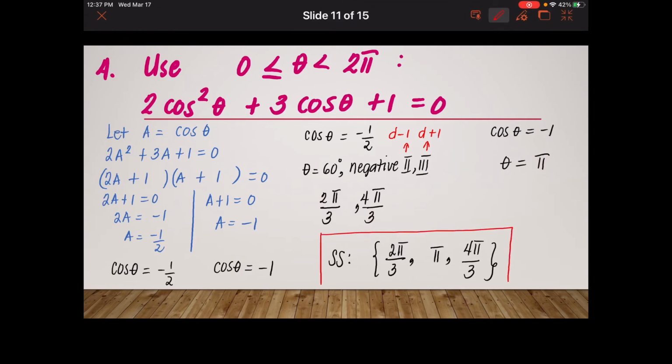Take note that when you write your final answers in the solution set, you have to write them from the least value to the greatest value. Okay, so this is example number 4. You may check your answer by substituting them in the given equation.